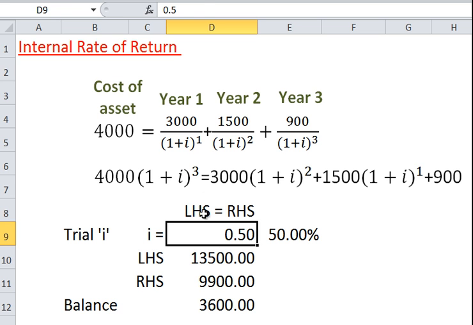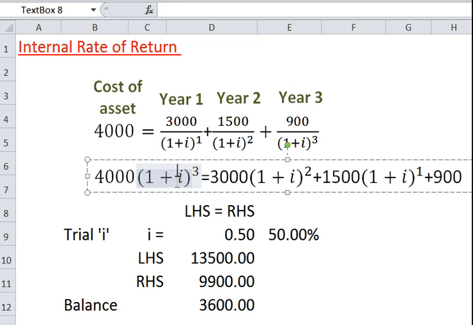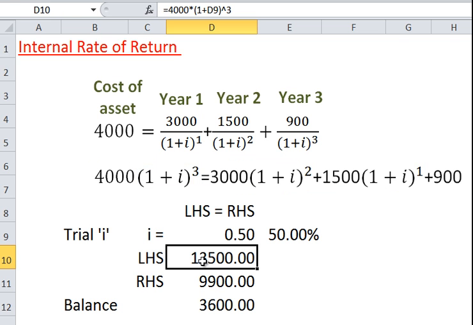So the left-hand side of the equation here, this one here is 4,000 times 1 plus D9, 1 plus 0.5, raised to the power of 3. And if I is 0.5, that's the figure we get on the left-hand side.